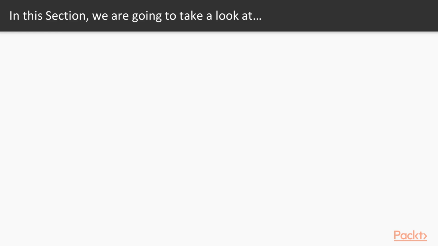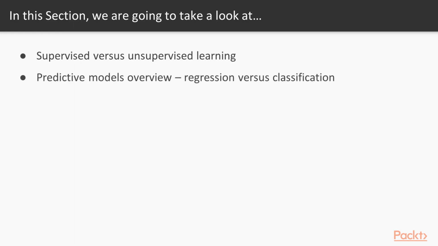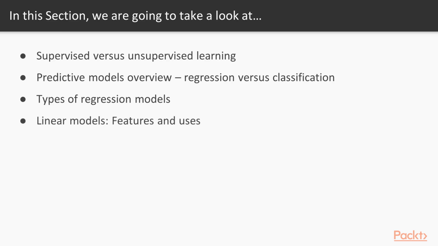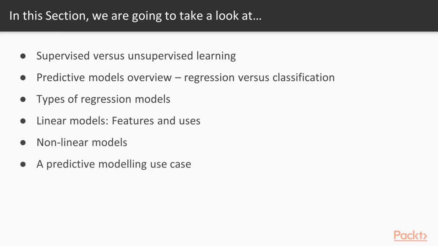We will first discuss the difference between the supervised and the unsupervised learning methods, and then we shall proceed to discuss the regression and the classification problems. We will then talk about regression models, both linear and nonlinear models. We will also try to show what are the pros and cons of all these approaches. We will then close the section with a short hands-on exercise on a use case of predictive modeling.